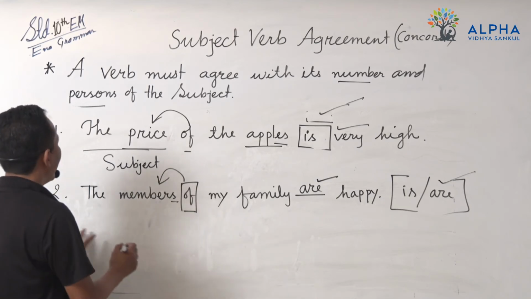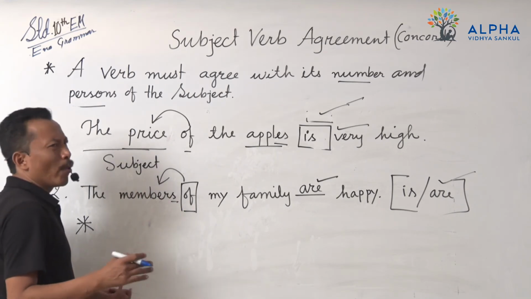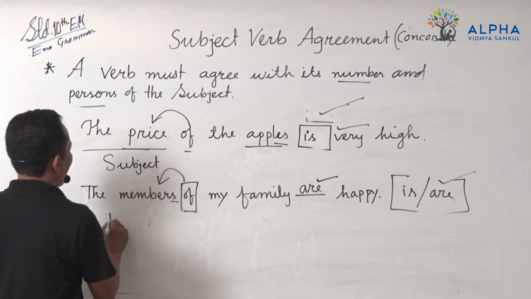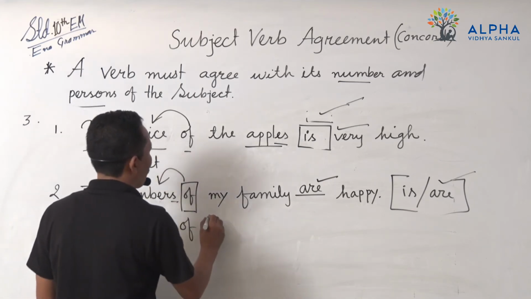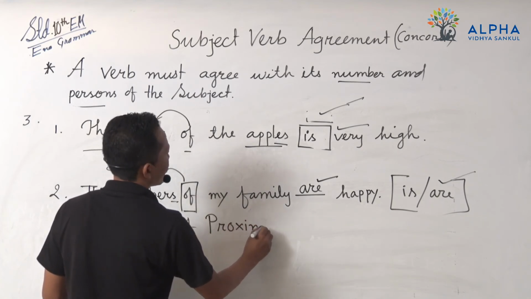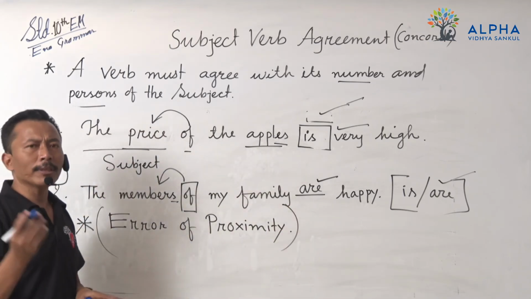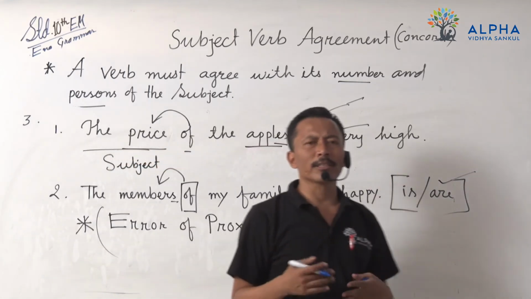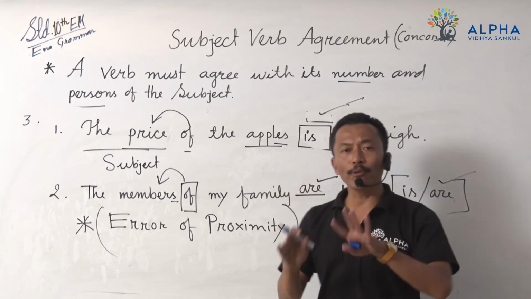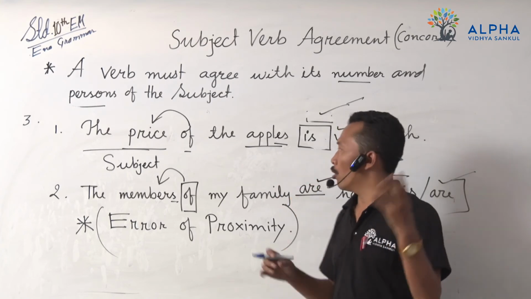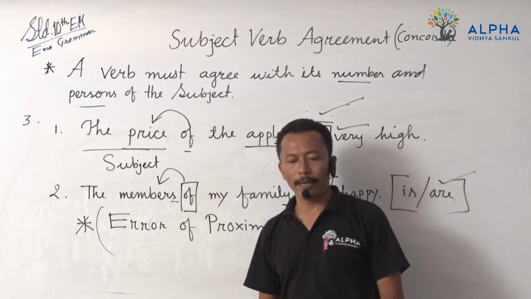We call this, and these mistakes are made many times, knowingly or unknowingly. Okay, and this is called what? Error of, in English grammar it is called error of proximity. What is this called? Error of proximity. We have to see this. Many times, many students, even in higher standards, don't know this. The real subject is just before the of. So many times, if you are confused, you have to find out the real subject. Before the of, the real subject is there.